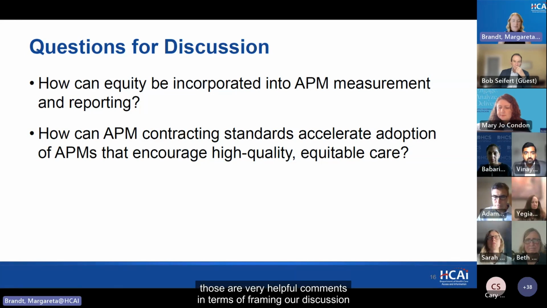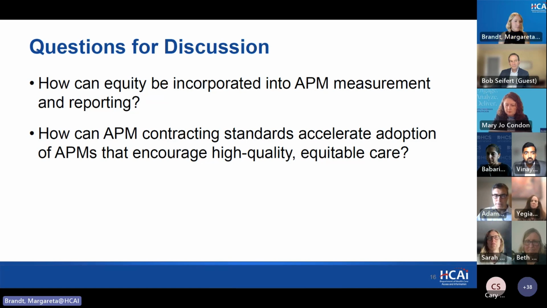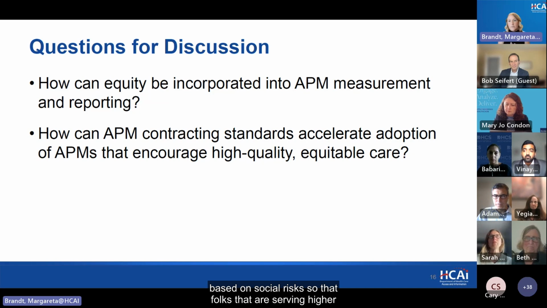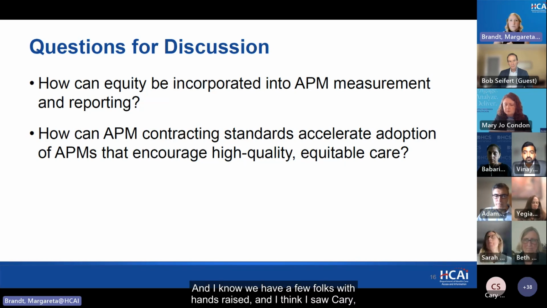Thank you. Yeah, those are very helpful comments in terms of framing our discussion moving forward. And I think that's also what we've seen: there are emerging recommendations to adjust payments based on social risk, so that folks serving higher social risk populations receive more payments under an alternative payment model. But that's one consideration, or potentially one approach. And I know we have a few folks with hands raised, and I think I saw Dr. Grumbach next, and then Carrie, I'll go to you.